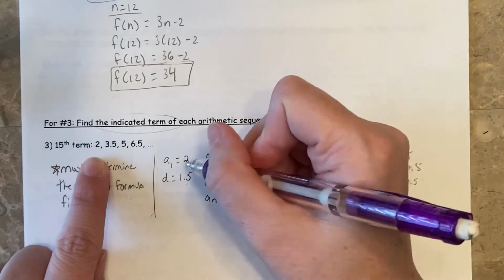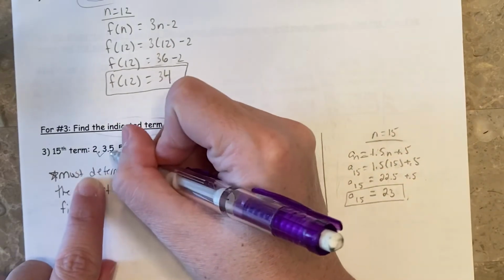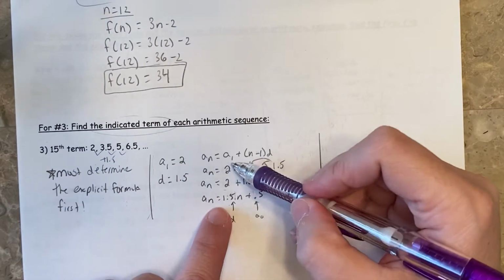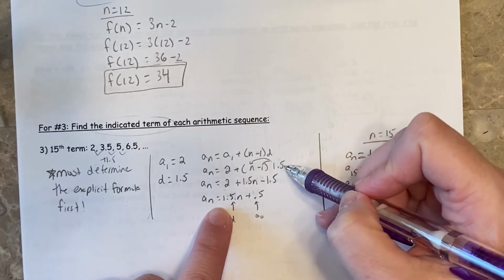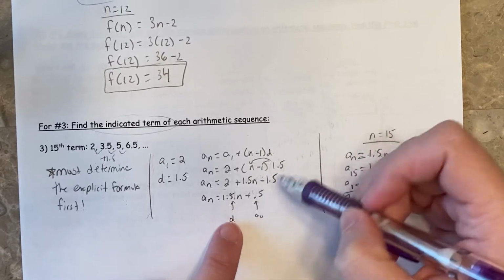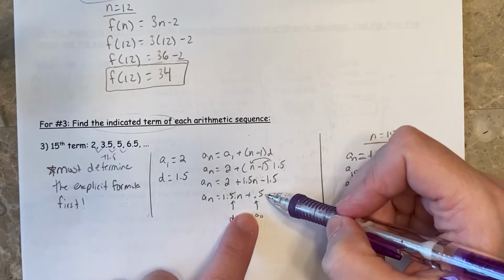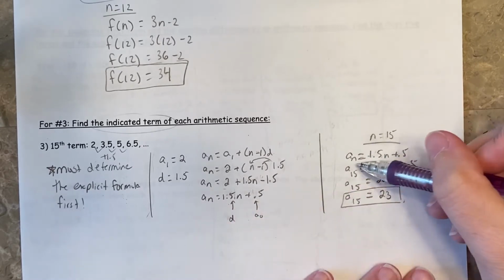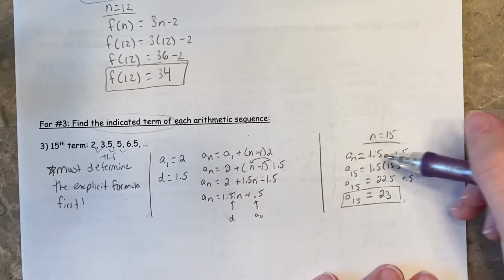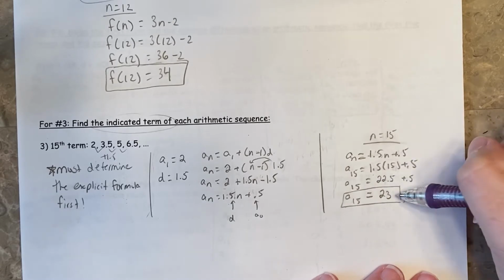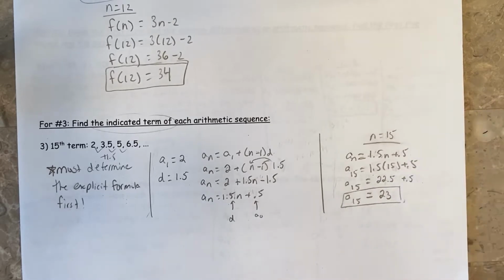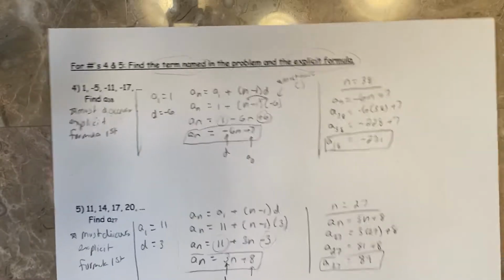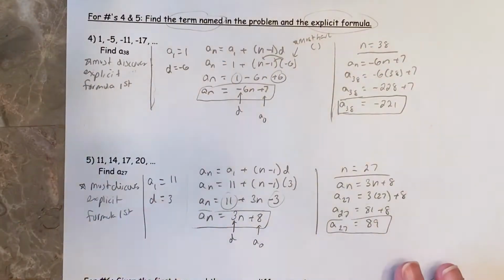So here our a sub 1 is 2. In our common difference, it kept going up by 1.5. So I plug in a sub 1 is 2, its common difference 1.5. I distribute, combine like terms, and I get 1.5n plus 0.5. I now use that formula to come over here and plug in n is 15. So wherever I see n, I put a 15. I multiply and I add, and a sub 15 should be 23. So make sure that you are coming up with that original formula first, or that explicit formula first.